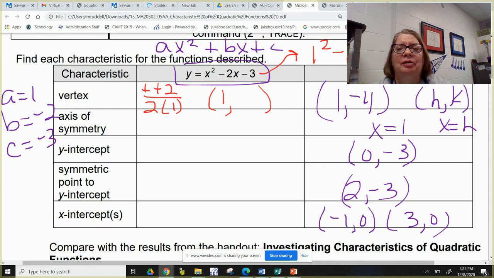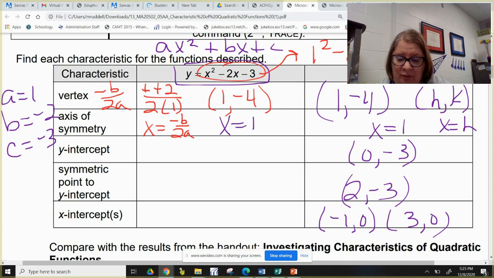So what did we do? Take this. How did we find this 1? That's negative b over 2a. Then we take that 1 and plug it in for these x's and get negative 4. Axis of symmetry, if you look at your chart, it says x equals negative b over 2a. We already found negative b over 2a, and it was 1. So that axis of symmetry is going to be x equals 1. The y-intercept, that's from your equation. Look at your chart up above. It says 0, c. What's our c? Our c is negative 3.